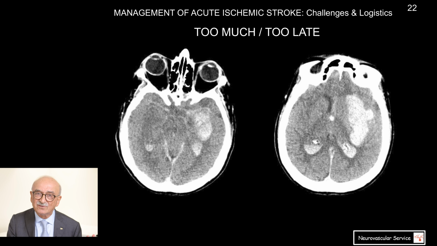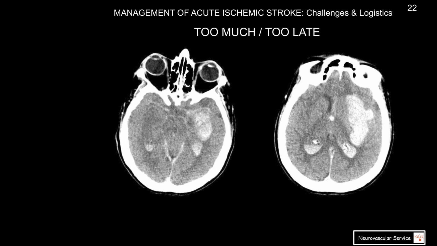The state of collateral circulation is very important. The expedited imaging is very important. The time it takes to bring the patient to a comprehensive stroke center is very important. That's the core of the logistics that we face in treating stroke in Lebanon.